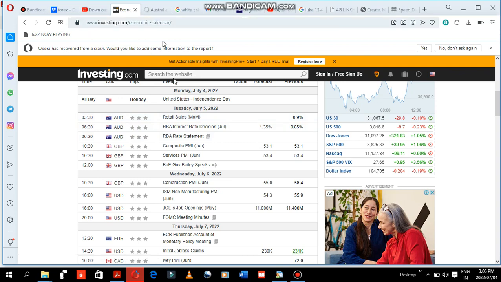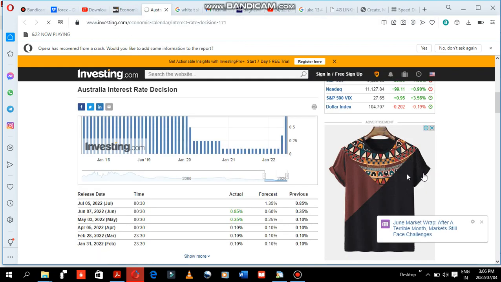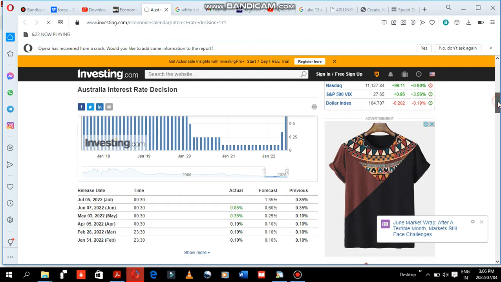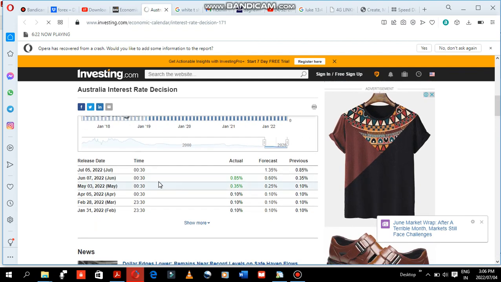of the Australian dollar. Why? If you press on the Australian dollar, you will see that the interest rate of the Australian dollar has not been consistent for the past few months since the beginning of the year. So it has not been consistent at all. As you can see, the actual and the forecast. But if you look at January, February, and April, it was consistent.